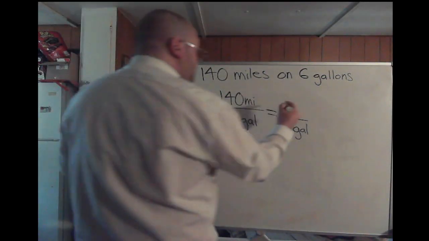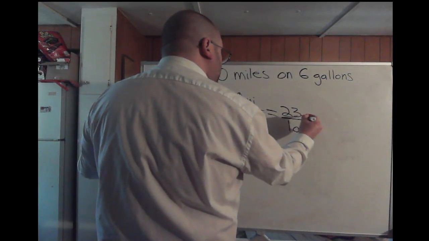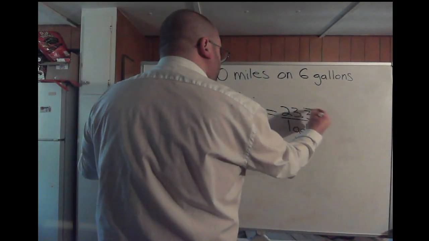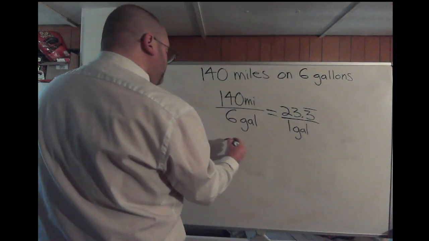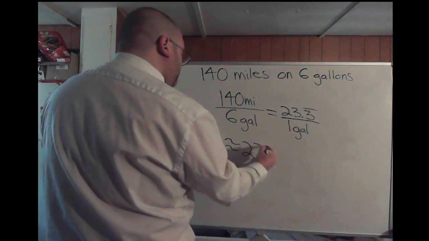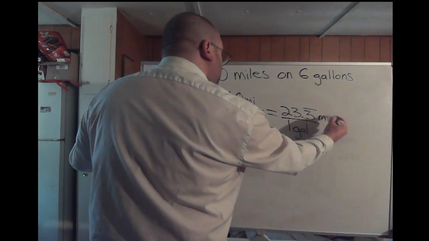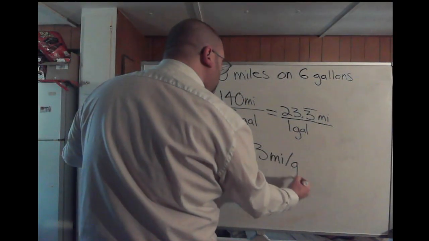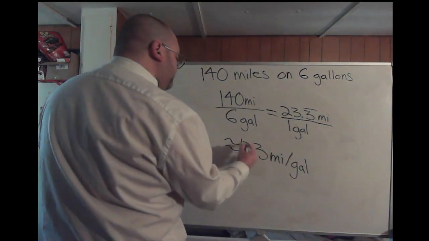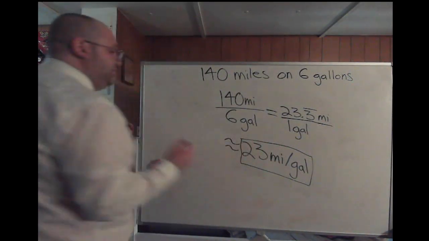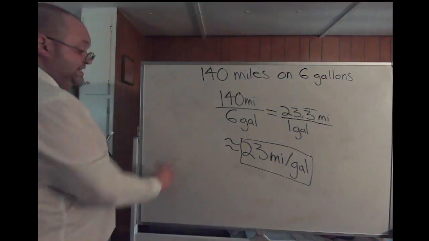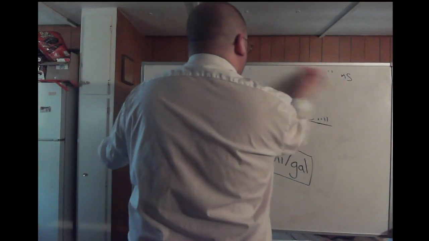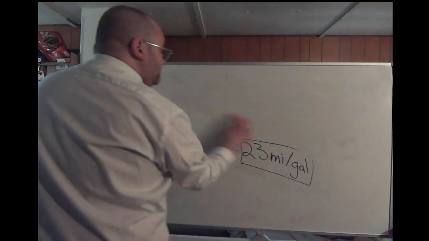That's about 23, approximately. It's really 23.3 repeating. That's when you would say approximately 23 miles per gallon. So I would say that would round to about 23 miles a gallon is what you would get. So gas mileage, as anyone who drives knows, is a very big unit rate.